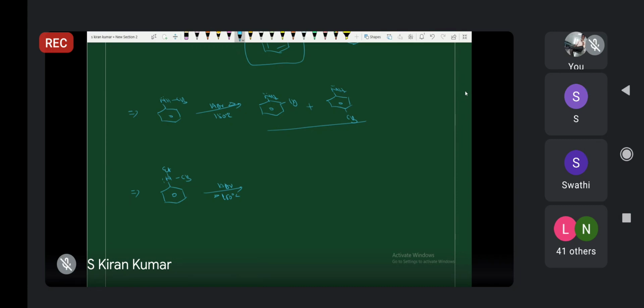What is the group attached to the aniline ring? Methyl group or ethyl group? Sir, able to hear? Yes, sir.